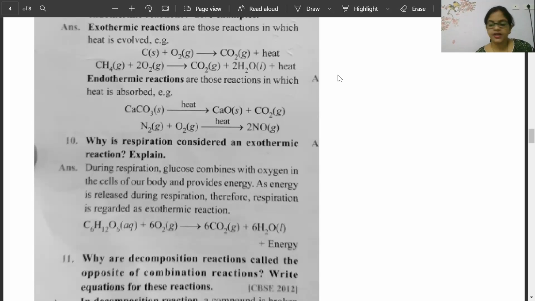Okay, very good. Saranya has given the answer. Let's check the answer. Saranya is telling A plus B gives AB, a combination reaction, therefore decomposition reaction is the reverse of combination reaction. Bhumi is telling that in decomposition reaction, a single compound breaks down to produce two or more simpler substances. Very good.